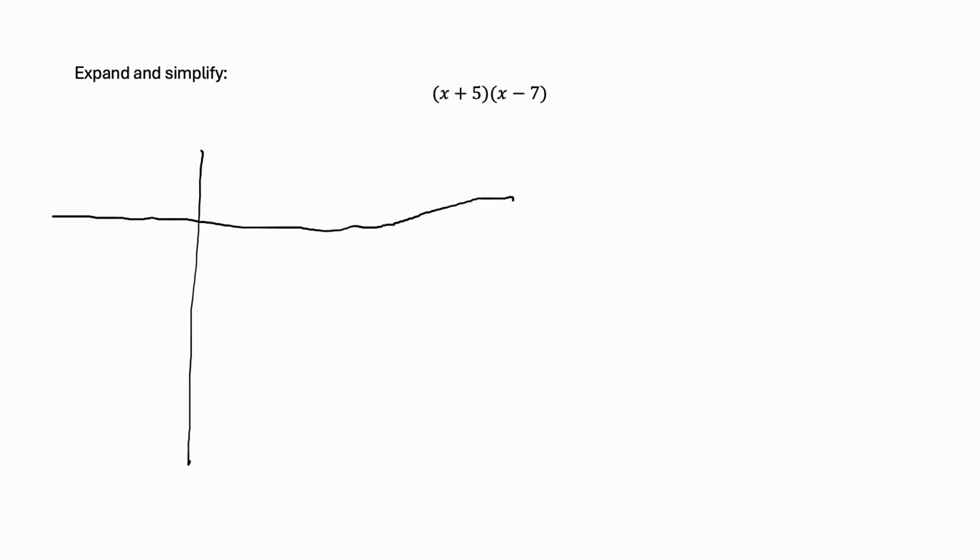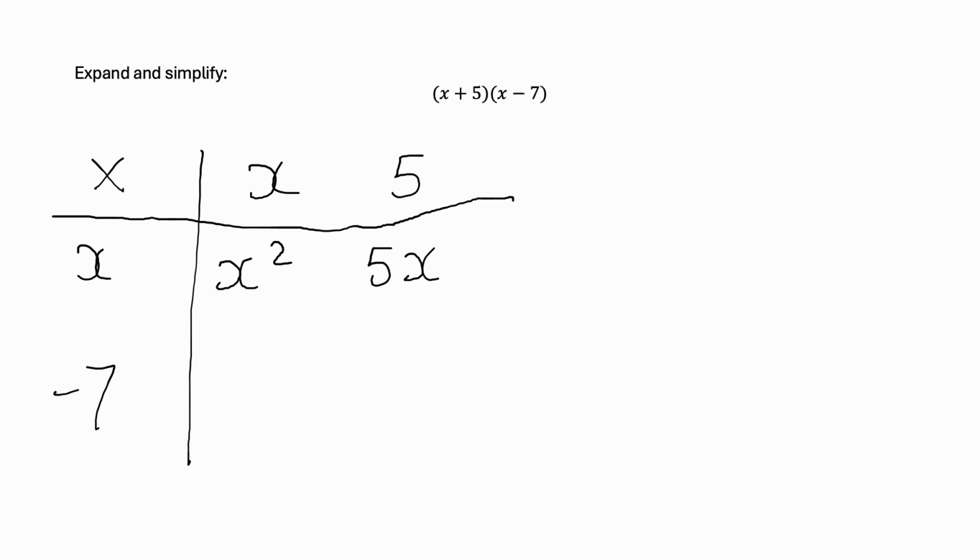So what we're going to do is form a two-way table. At the top we're going to put the x and 5, and down here we're going to put x and -7, and we're going to multiply. We're going to do x times x, which is x squared, x times 5, which is 5x, -7 times x, which is -7x, and -7 times 5, which is -35.